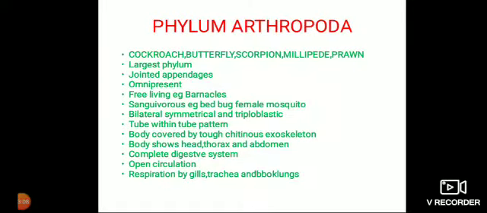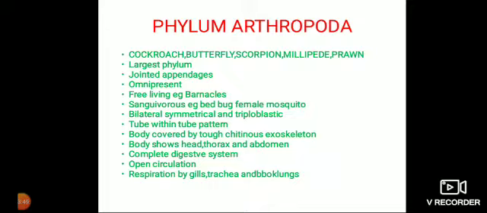Our next phylum is Arthropoda. This is the largest phylum. Arthro means jointed, poda means legs. Examples: cockroach, butterfly, scorpion, barnacles, lobster, crab. Arthro means jointed appendages. Arthropoda are omnipresent, meaning you will find them in water, in air, over the land. They can be free living like barnacles. You must have heard the word sanguivorous, meaning blood sucking. Examples: female mosquito and bedbug. Bedbugs are sanguivorous arthropods.